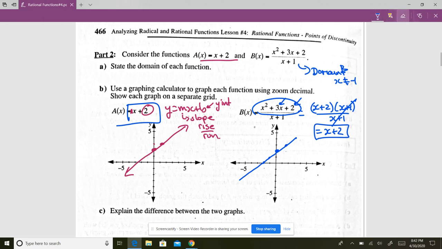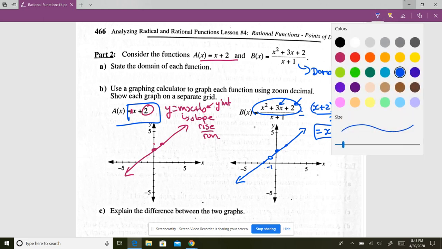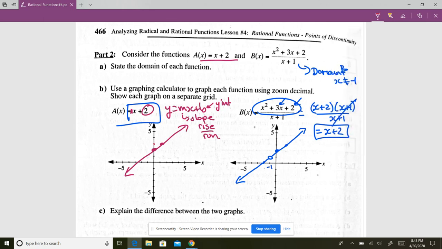So we have to put an open circle like that. So these two lines look the same, except this has an open circle at negative 1, x is equal to negative 1. If you want to find the y value, you can see it's 1 here. But to find the y value of that undefined point, or the POD, this is called point of discontinuity, which we will call POD.